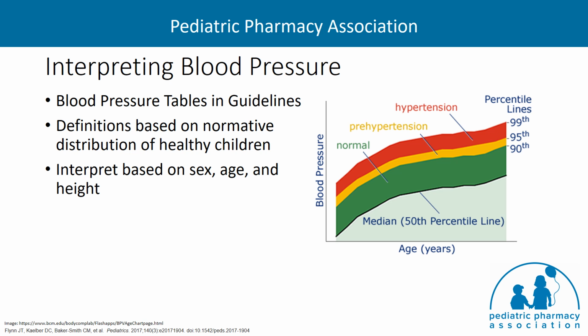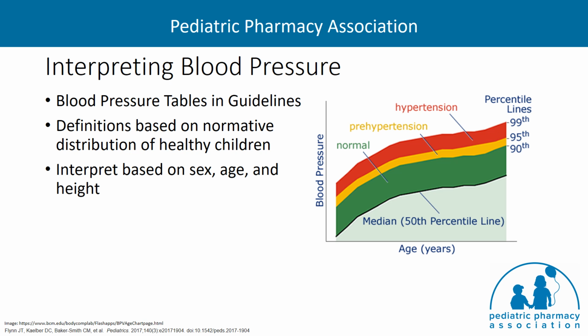All right, now that we reviewed hypertension, etiology, and pathophysiology, let us go ahead and discuss how we go about interpreting blood pressure in pediatric patients. Fortunately, there are hypertension guidelines published by the American Academy of Pediatrics, commonly known as the AAP, that discuss how to interpret blood pressure values in children, diagnosing and treatment recommendations. There are blood pressure tables in the guidelines that are based on a normative distribution of healthy children, which is illustrated for you in the graph on the right-hand side of the slide.